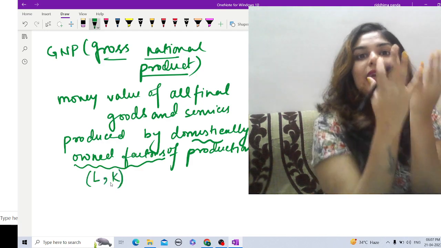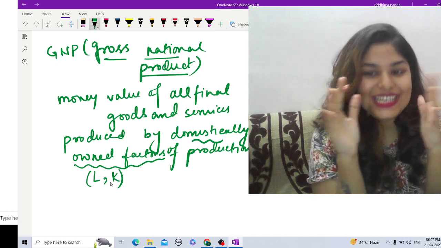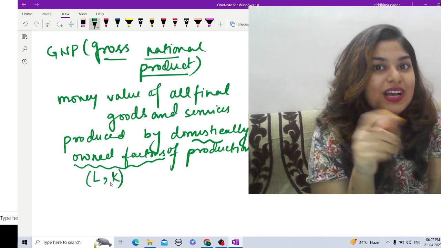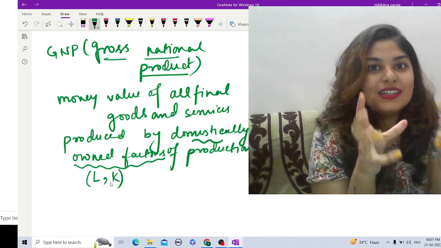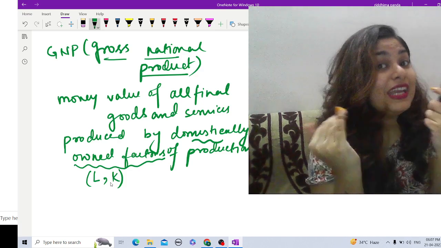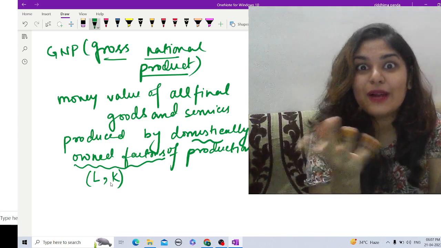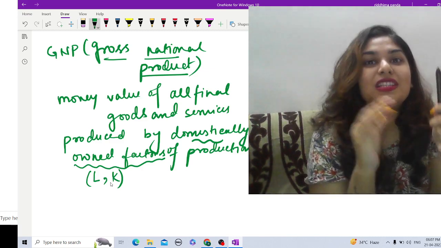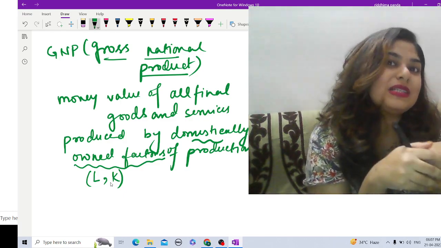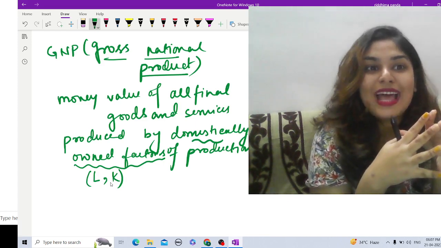So with these labor and capital, whether American MNC companies are going to invest in India or any Indian is working in a company in America. So if I'm talking about the American investing here, the capital belongs to America. Indians working in American companies, so the factor, that is the labor, belongs to India. So from wherever this particular factor of production belongs, the money value that particular capital or labor is generating is part of the GNP. So that is our gross national product.